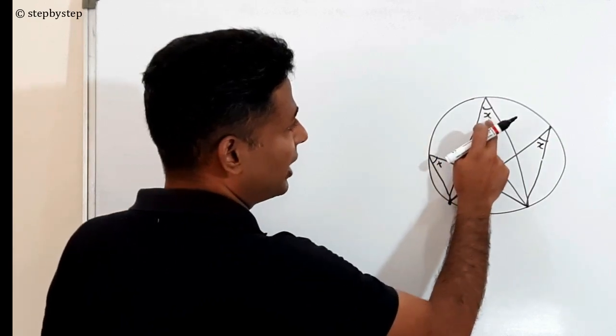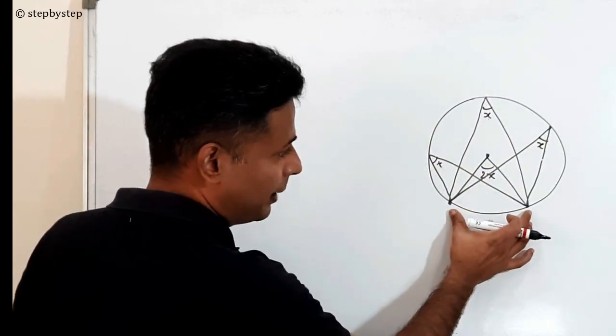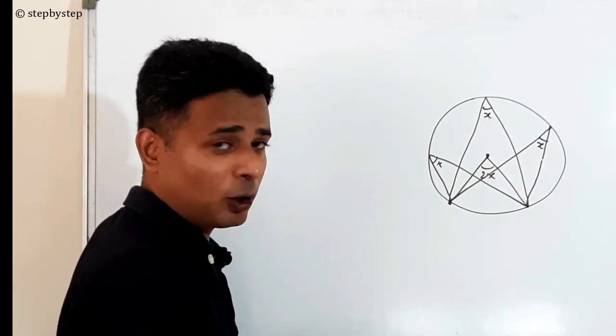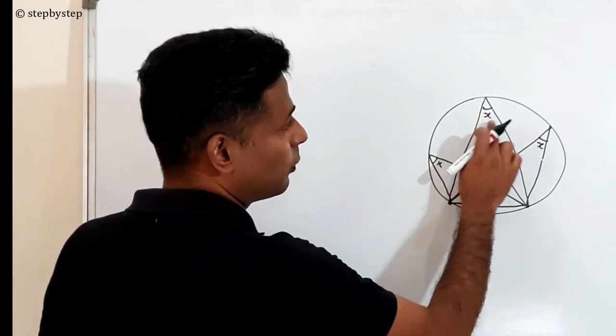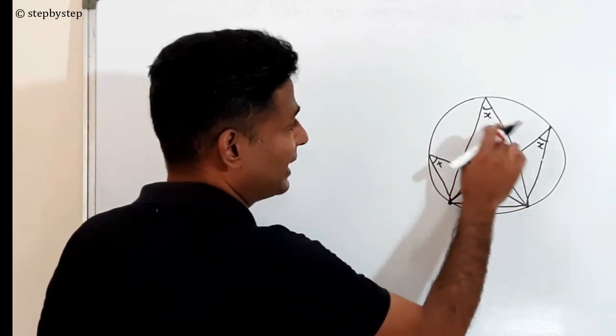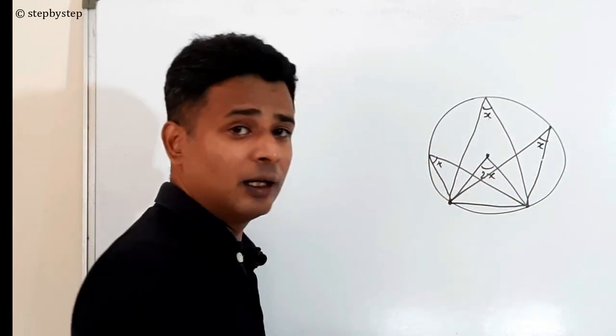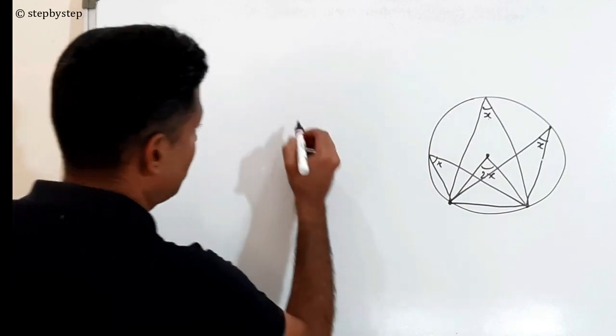So any angle made on the circle from the same 2 points, or the same arc, or the same chord, you can call it, if you join this, this angle will be equal to this, and all these angles will be half of the angle made at the center, subtended at the center.